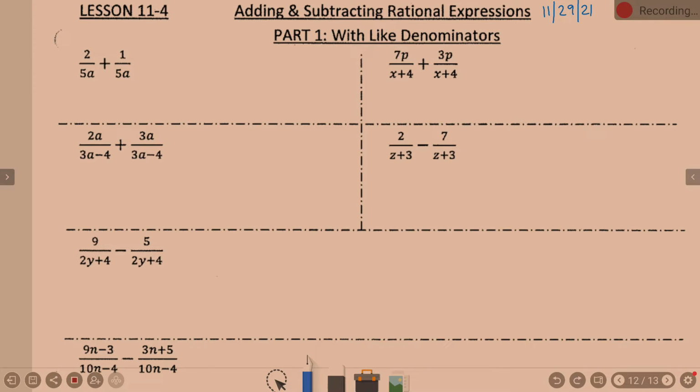Okay, so lesson 11.4. We have simplified these rational expressions. We have multiplied these rational expressions. We have divided these rational expressions. So now it is time to add and subtract.